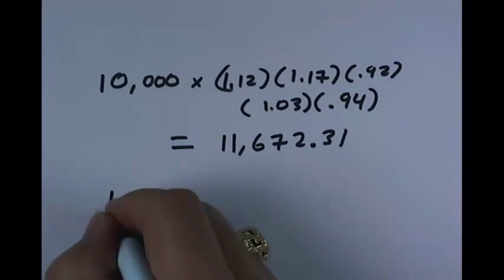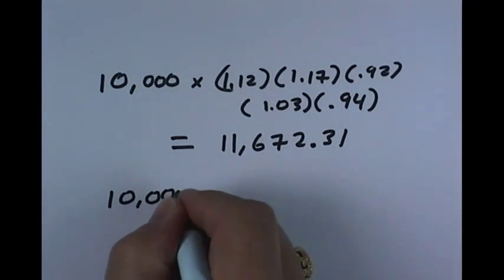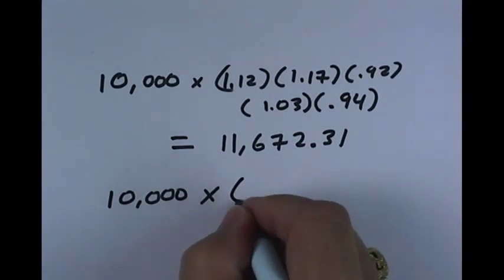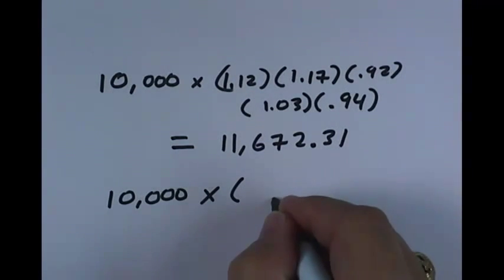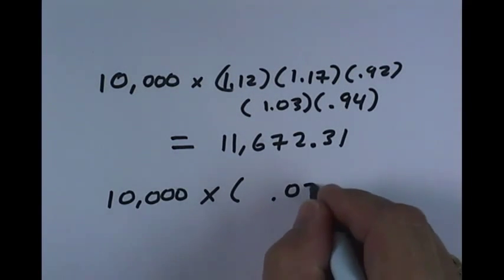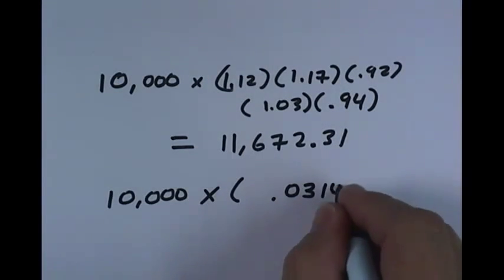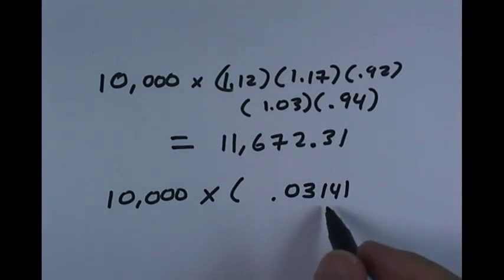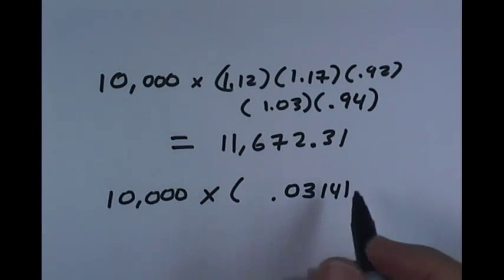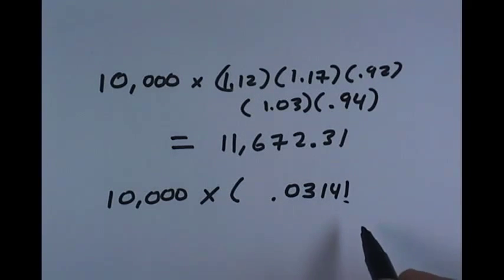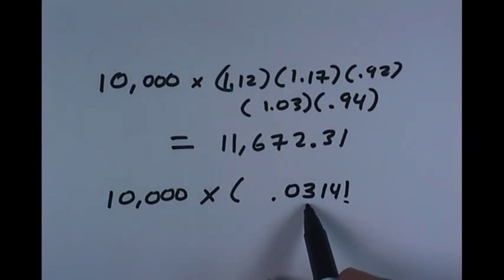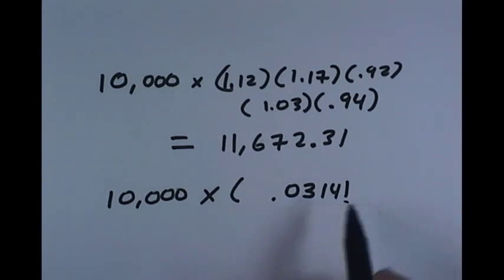That geometric average return that we calculated for the 5-year period was 0.03141, or 3.14% rounded, but let's keep that extra decimal place here. So our geometric average return was 3.141%.